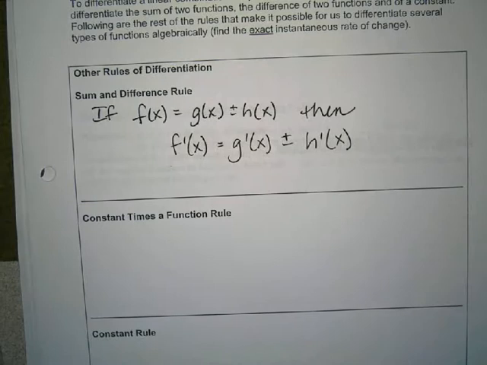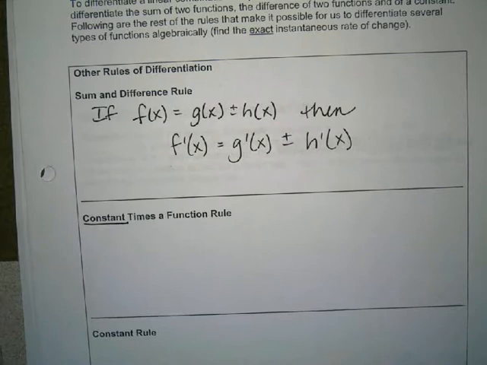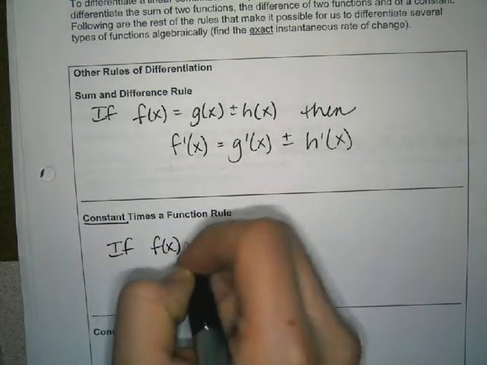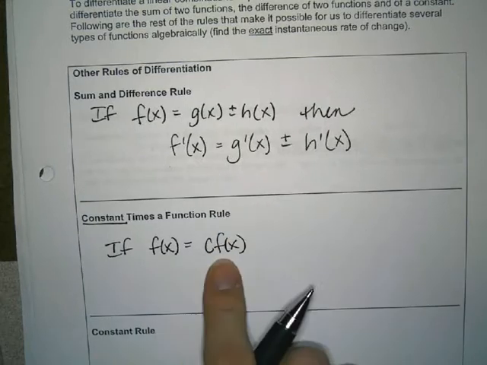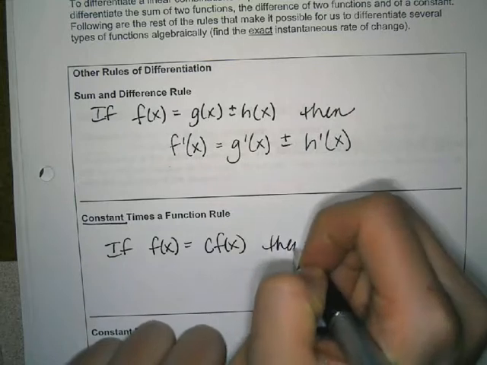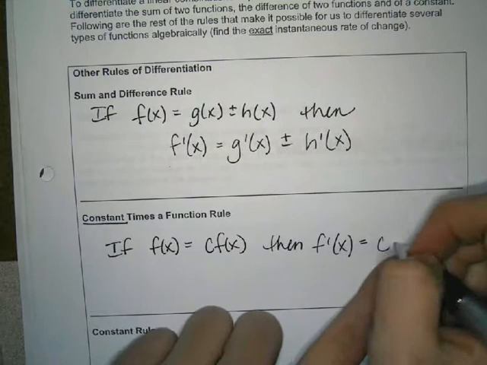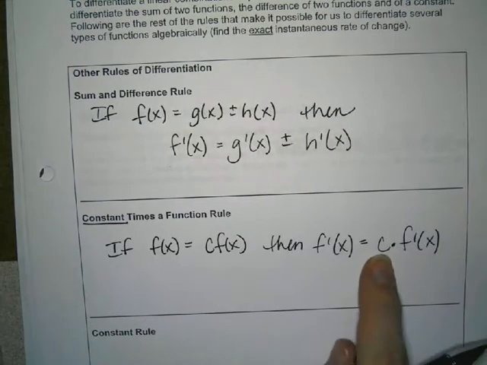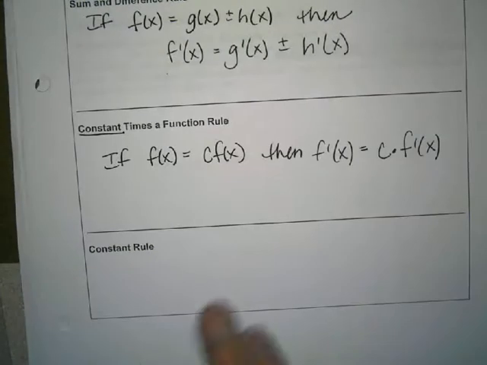Okay. A constant times a function rule. If f of x equals c times g of x, so this would be something like 2x squared, then f prime of x is c times g prime. The c doesn't disappear. That number in front is still technically there, even when you take the derivative of the function.